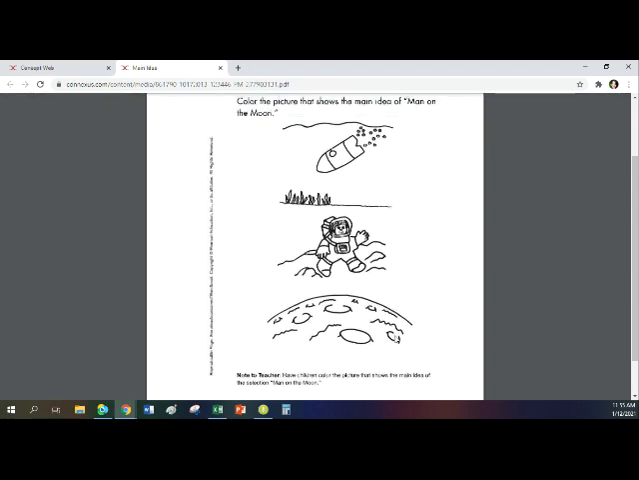But I want you to color the picture that shows the main idea. So what is the most important part of this story that the entire story is really mostly about? Once you've decided, only color that picture. So only one of these three pictures should be colored.